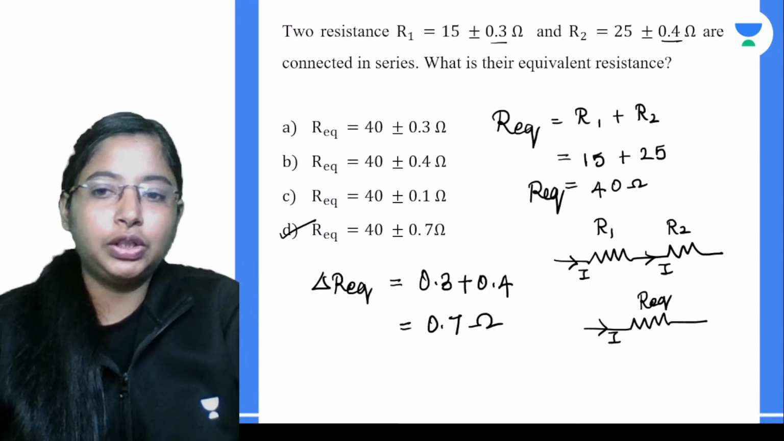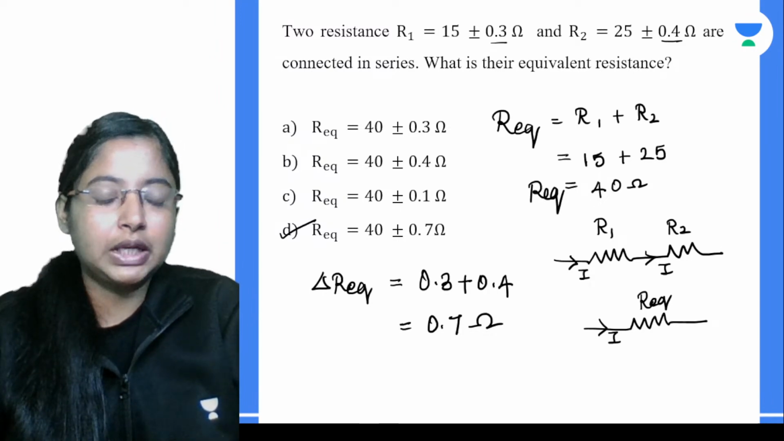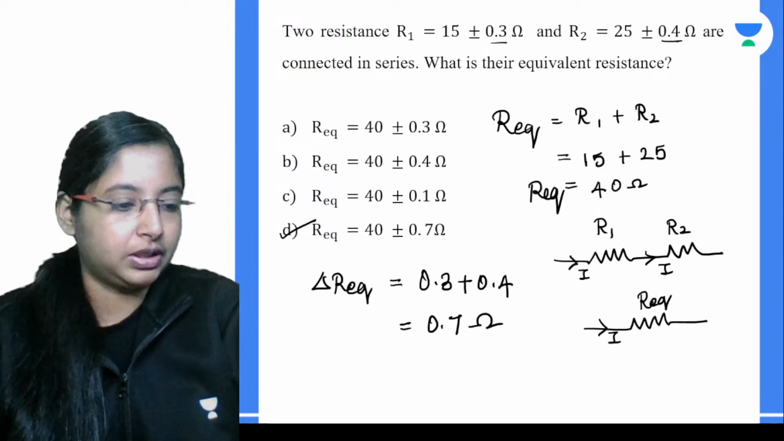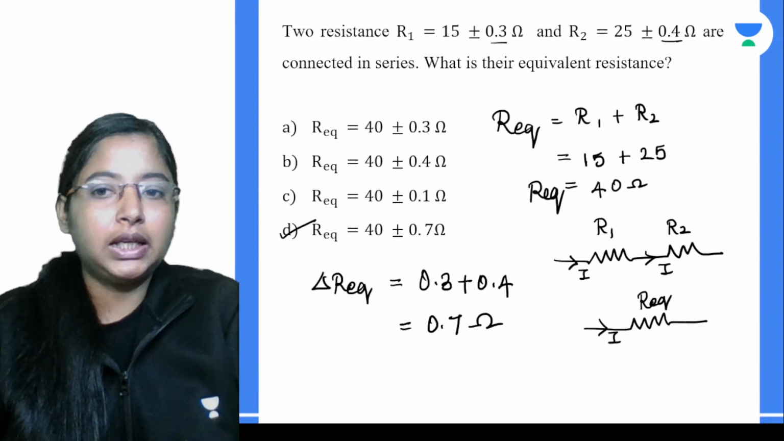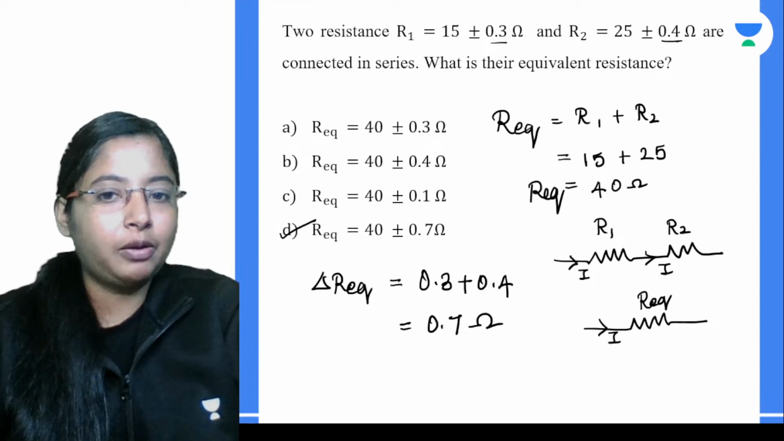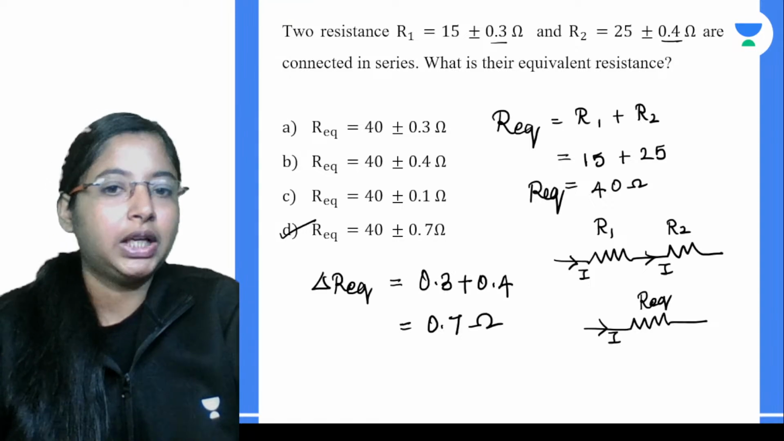So instead of these two, you're using one single resistor, that 40 ohm resistor. As a total system, these two add up to 40 ohms, but their error value could be somewhere in the range of 0.7 ohms, which means the value could be 40 minus 0.7 or 40 plus 0.7.